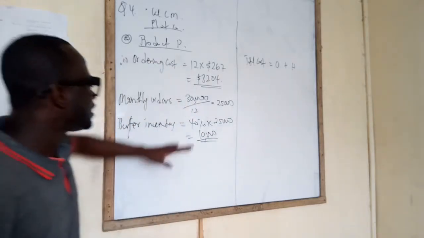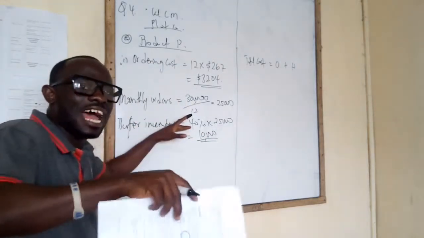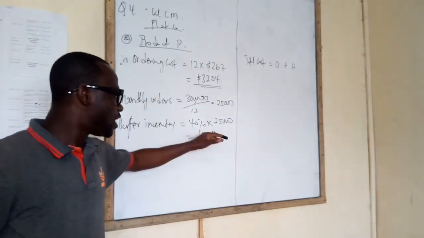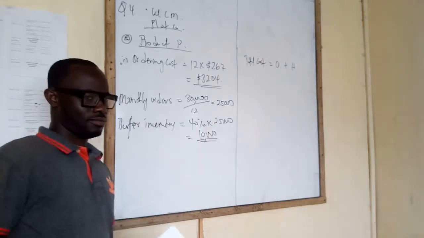So this is the buffer inventory. This thing has to be in store all the time. Okay? This inventory has to be in store all the time.